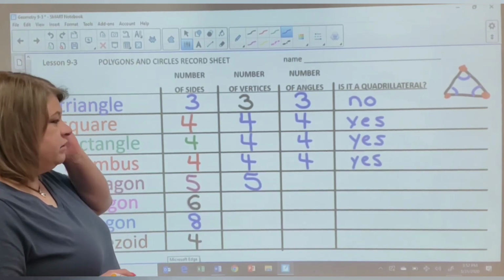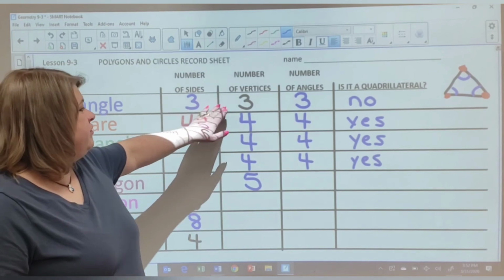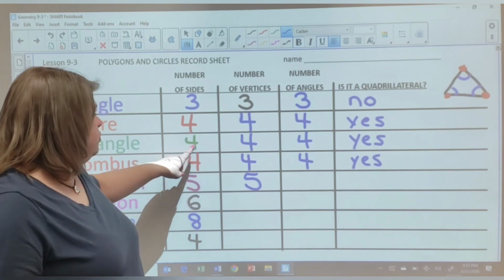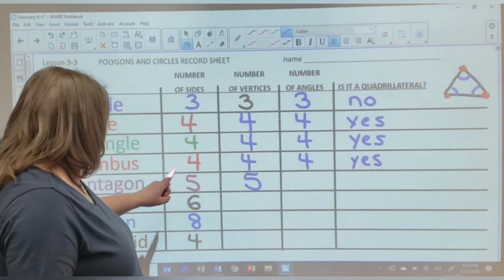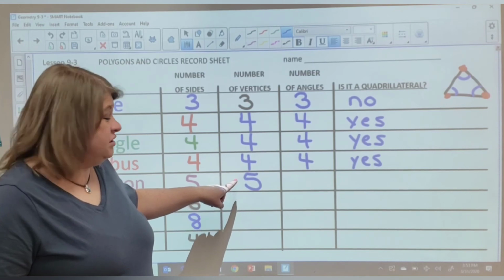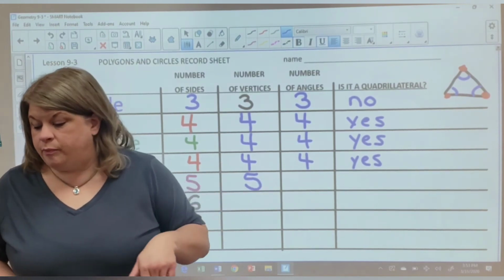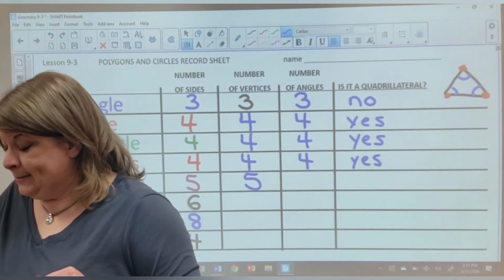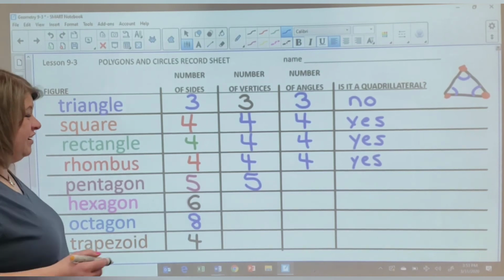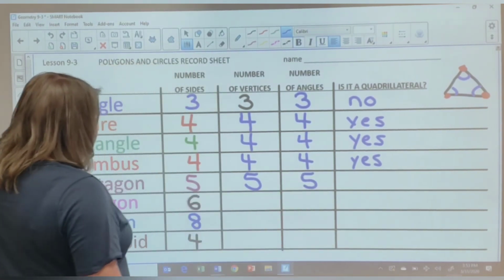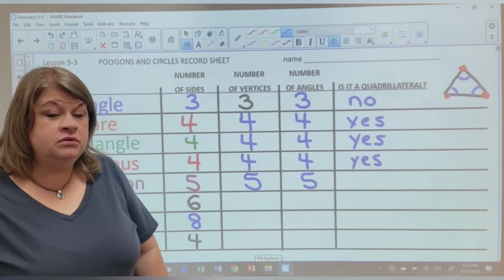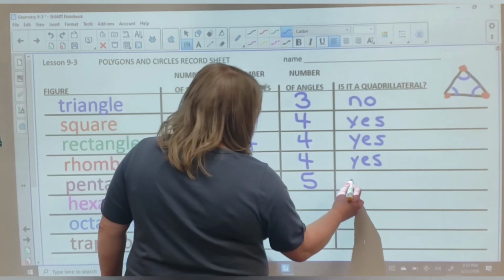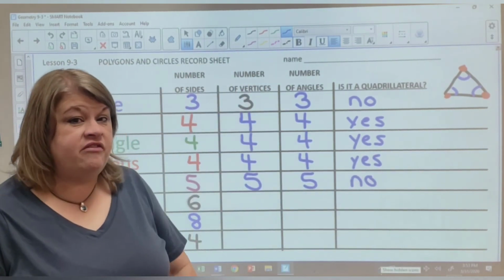So I see a pattern. Do you see the pattern? 3 sides, 3 vertices, 3 angles. 4 sides, 4 vertices, 4 angles. You think maybe it's 5? Let's check. Look in your book at the pentagon. Count how many obtuse angles you see. Do you see 5? I do. That's pretty cool. Is it a quadrilateral? No. Why not? It doesn't have 4 sides. In order for it to be a quadrilateral, it has to have 4 sides.